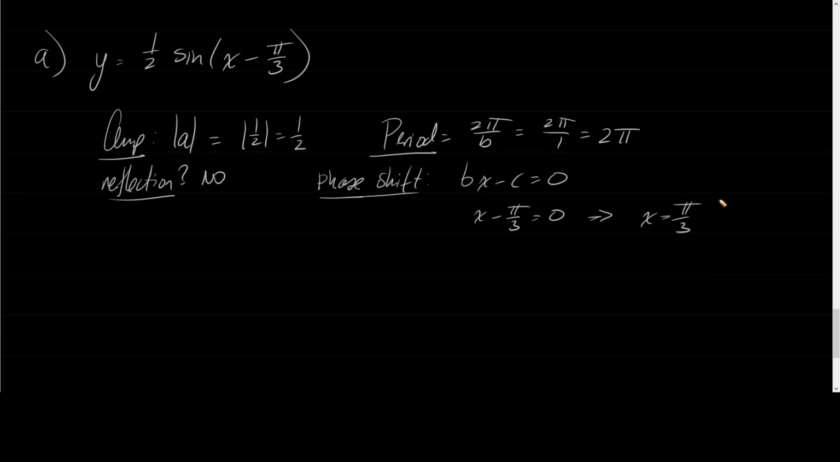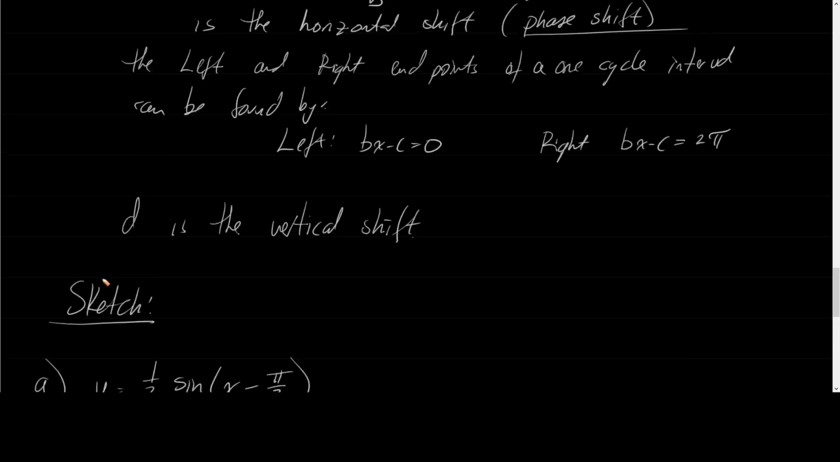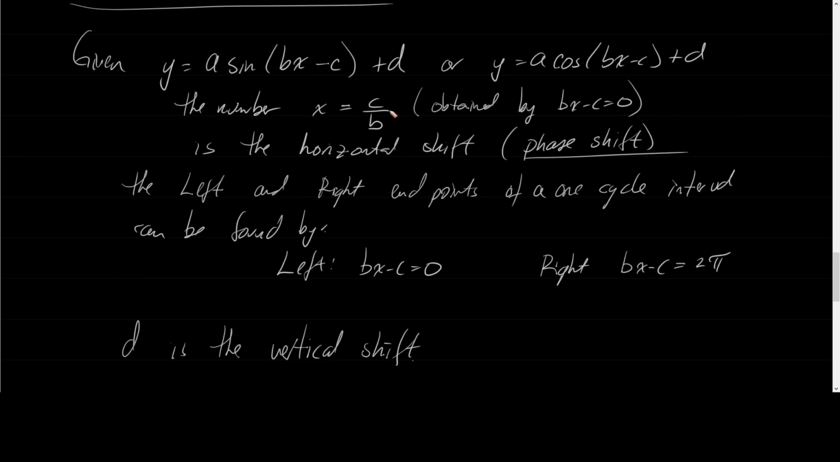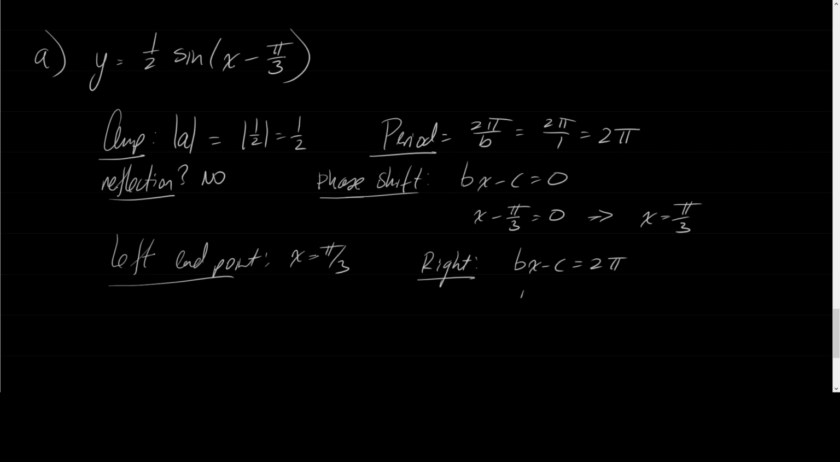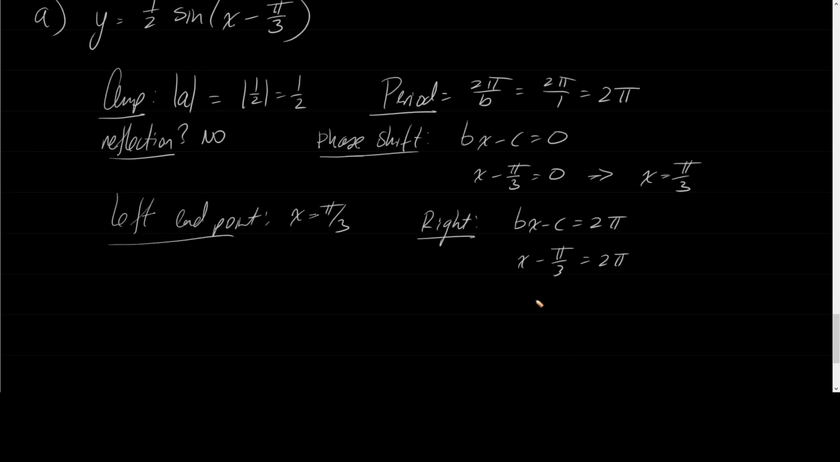All right, now, the phase shift also gives you the left endpoint. If you notice the way that I define things over here, the phase shift itself is just c over b, but the left endpoint can be found by doing the same exact thing, by setting bx minus c equal to 0. So the left endpoint here would just be x is equal to pi over 3. The right endpoint, we would find it by setting bx minus c equal to 2 pi. In this case, that means x minus pi over 3 is equal to 2 pi, which really tells us that x is equal to 7 pi over 3, right? Because 2 pi plus pi over 3 is 7 pi over 3.